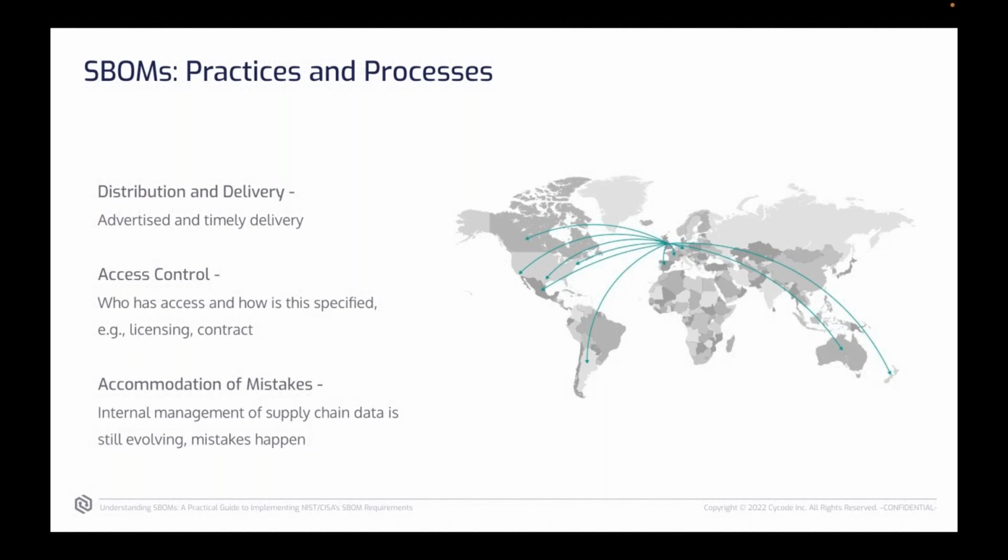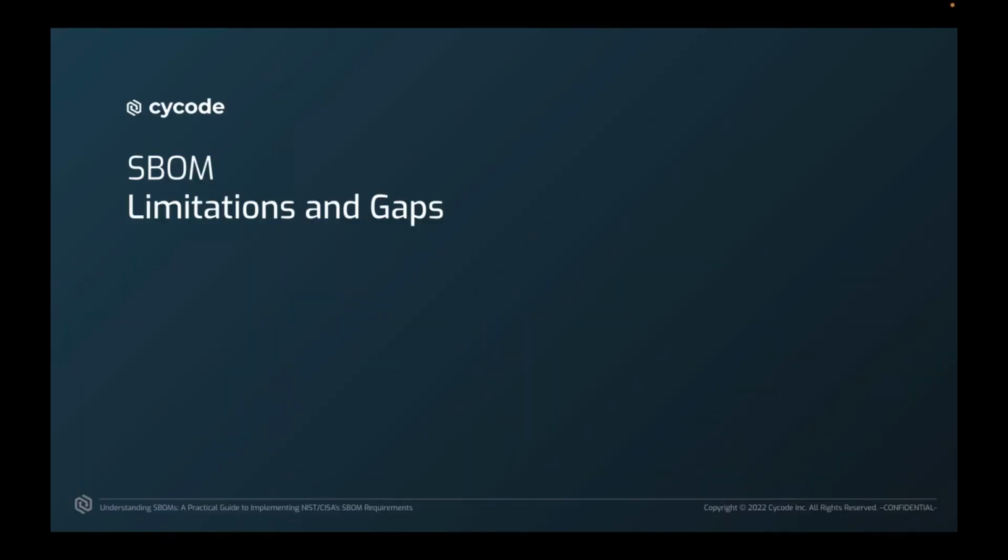Now, again, these are the minimum elements, and I think if you start thinking about it, there's really quite a number of gaps that are missing. Again, this is a starting point. It's not perfection. And so in the next section, I want to talk a little bit about what I see as some of the limitations and gaps and how you could potentially plug them going forward so that you have an SBOM that really does help you reduce your supply chain risk.